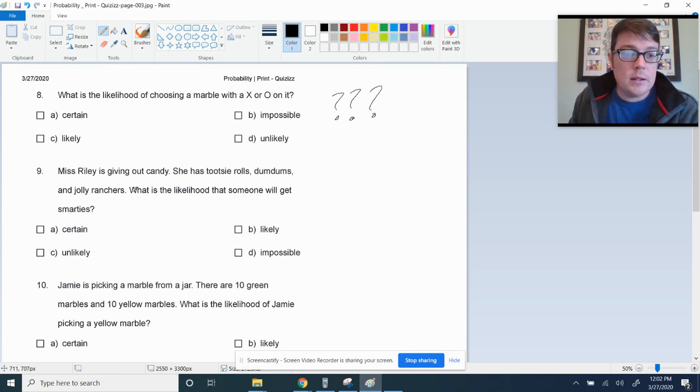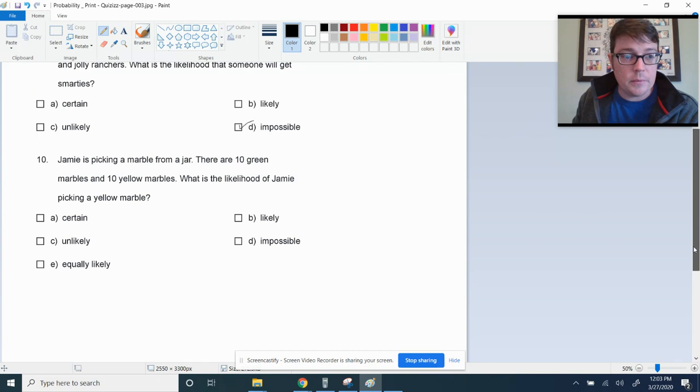All right, Miss Riley is giving out candy. She has Tootsie Rolls, Dum Dums, and Jolly Ranchers. What is the likelihood that someone will get Smarties? She doesn't have those. That's impossible. Okay, I'm guessing 8's going to be really easy if you had a picture to go along with it.